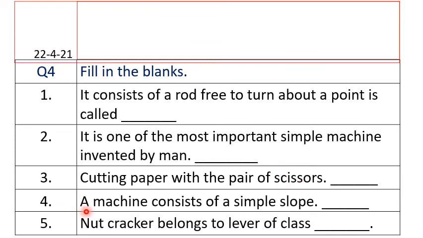Number 4, a machine consisting of a simple slope. A simple machine which consists of a simple slope would be known as dash. Nutcracker belongs to lever of class dash. Nutcracker is a kind of simple machine, and we know that it belongs to one of the classes of the lever, so you need to just write the class.